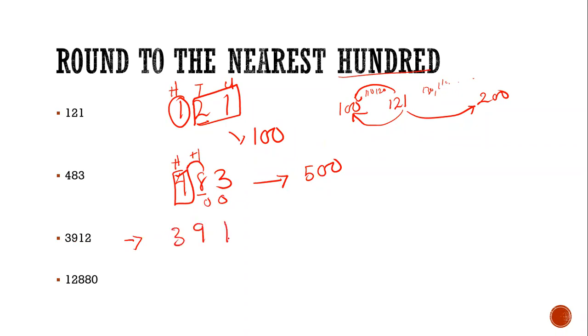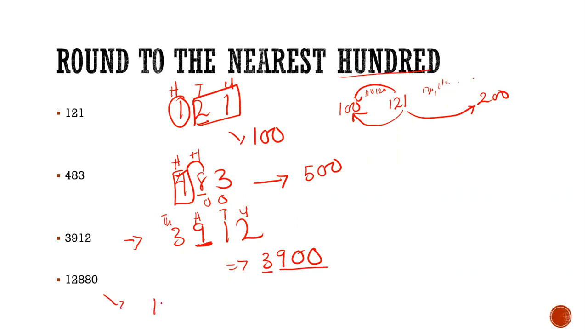3912. So if we count unit, tens, hundred, that is thousands. So our focus here is on 9. Okay, what's the number immediately after 9? It is 1. Is 1 5 or more? No. Okay, it's less than 5. So we'll keep this as 3900.